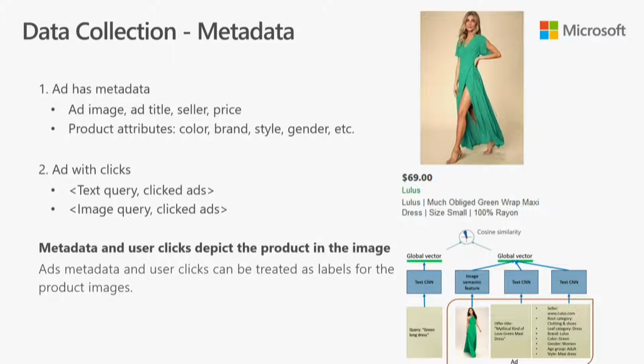The second one is ads with clicks. When an ad has user clicks, it means the product is very related to the user's query. So we leverage the metadata and the user clicks to depict the products in the image. This ad metadata and the user clicks, we can treat as labels for the product in the image.